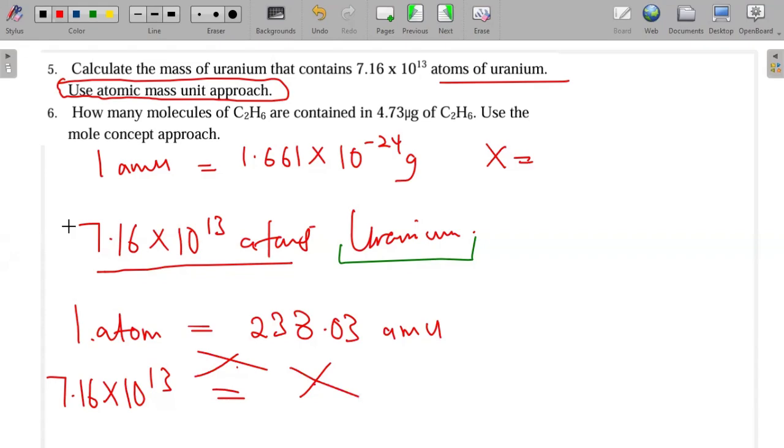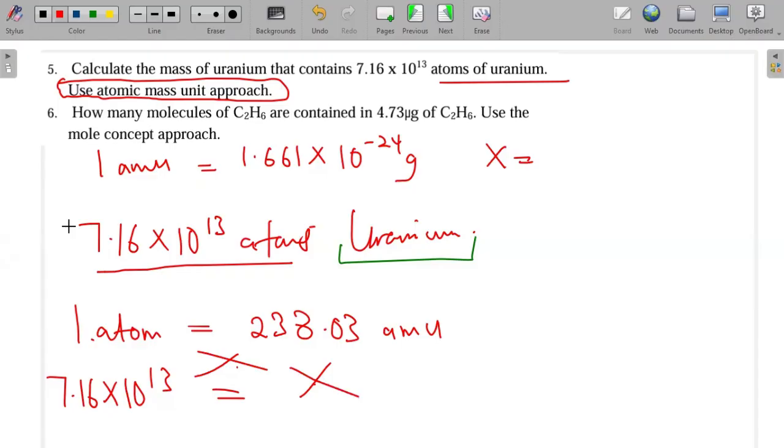Okay, let me do it again. It has disappeared. Let me calculate. Okay, so I'm saying I have 1.13 times 10 to the power 13.